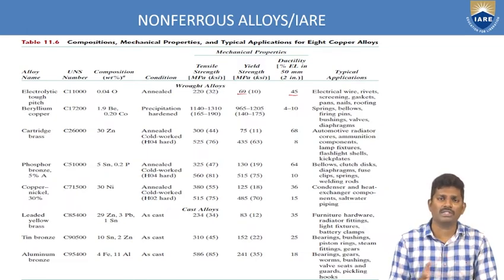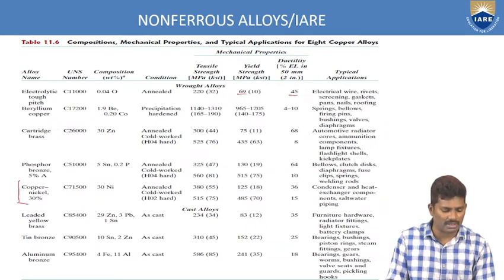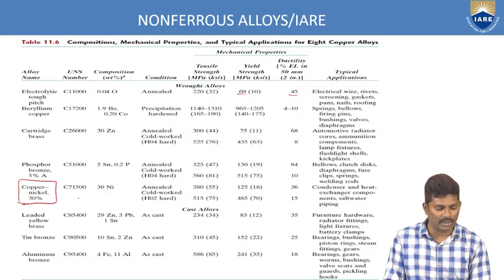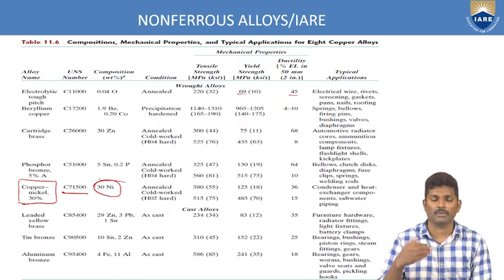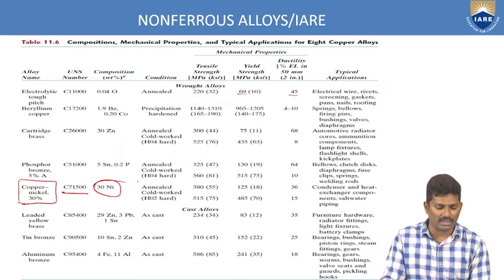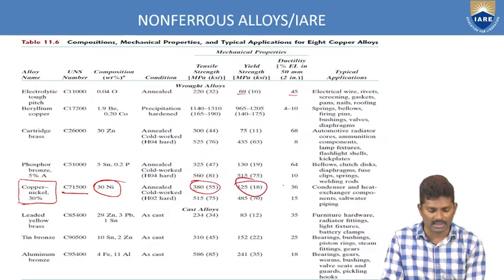With these compositions, there are differences in the mechanical properties. Suppose you take this copper nickel alloy, you have the code C71500. And what is the weight percentage of nickel here? 30 weight percent of nickel. Because of the 30 weight percent of nickel, this has a tensile strength of 380, a yield strength of 125, and a ductility of 36.